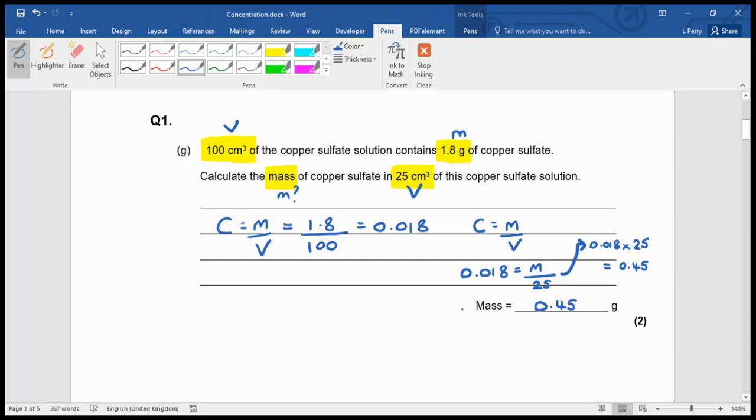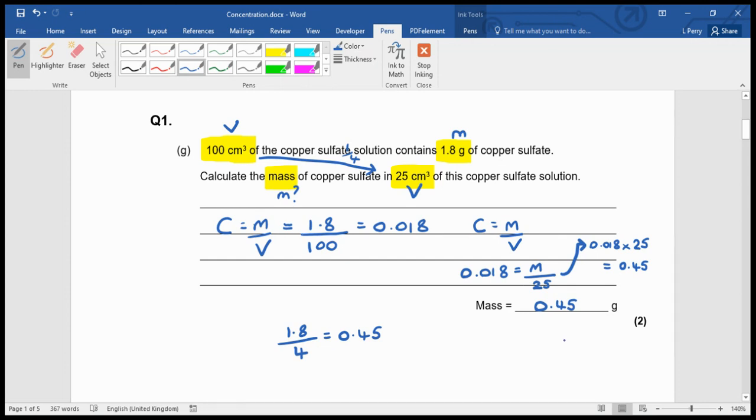Now, for those of you with a keen maths brain, will notice there was another way to do this one. If there's 1.8 grams in 100 centimeters cubed, 25 centimeters cubed is a quarter of that. They have quartered the volume. If they've quartered the volume, you can just quarter the mass. So a quick way of doing it was 1.8 divided by 4. And that will also get you 0.45. So if you're mathsy, you'll have spotted that straight away. Quick way of doing it. If you're not so mathsy, there is a way to do it relying on the equation.